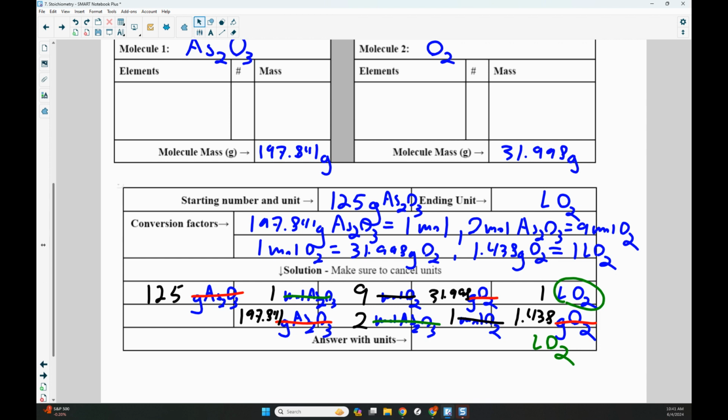Now I plug this all in the calculator, and the way that I do this is 125 times 9 times 31.998 divided by 197.841 divided by 2 divided by 1.438. Enter. Remember to hit enter only once. And if you do that all correctly, you should end up with 63.3 liters of oxygen. So I just figured out that in order to produce 125 grams of diarsenic trioxide, I would need to provide 63.3 liters of oxygen. Okay, let me know if you have any questions.